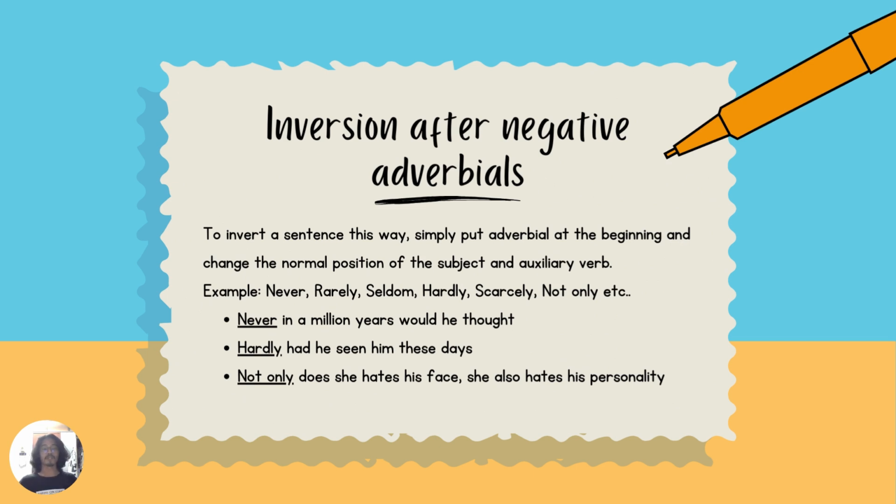So if we were to put it in a sentence, never in a million years would he talk. Hardly had he seen him these days. And the last one would be not only does she hate his face, she also hates his personality. So we can use it after negative adverbials to imply that the sentence is having a negative element.